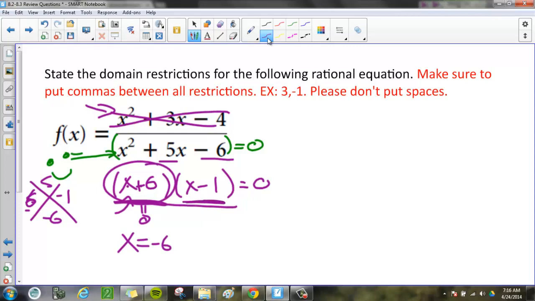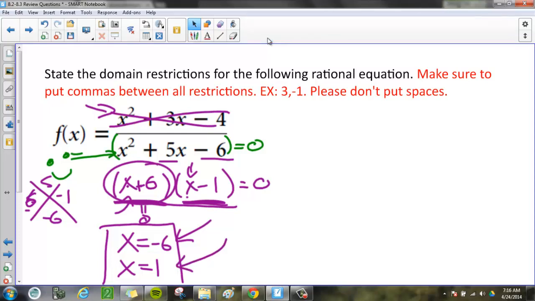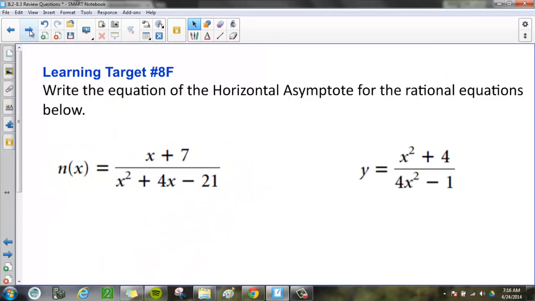That's one solution. Well, how do I make this one equal to 0? What do I have to put in for that x right there? Well, if I put in x equals 1, because 1 minus 1 is equal to 0, the whole bottom will become 0. And these are my domain restrictions, okay? So the domain of this rational expression is everything except for when x is equal to -6 and 1. Those are the domain restrictions.